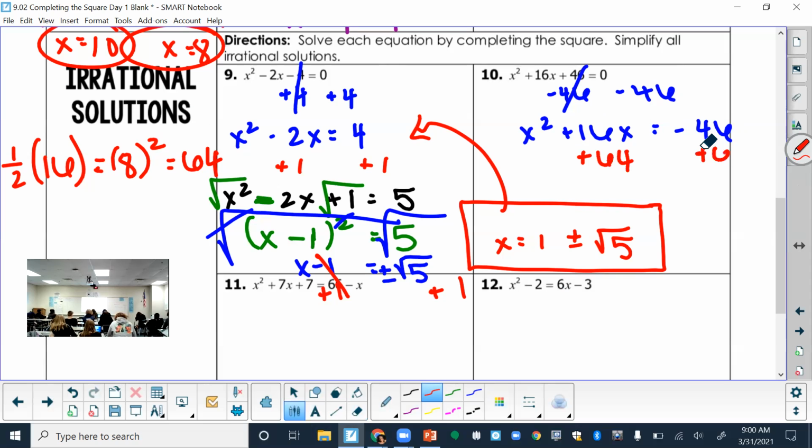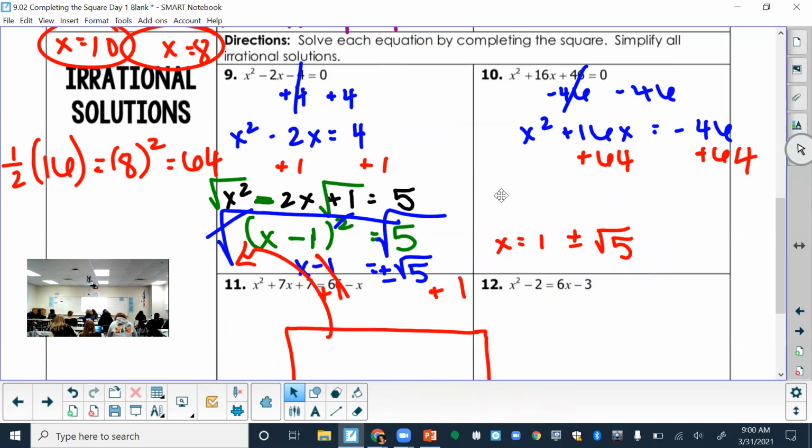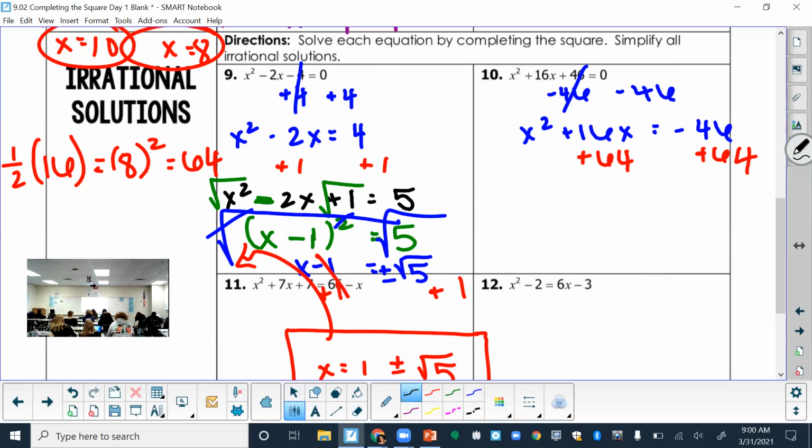That's what it says in the instructions. And then rewrite your quadratics. All right, so on the left side, I have x squared plus 16x plus 64. What do I get on the right side? Negative 46 plus 64 is positive 18. All right, that's correct.